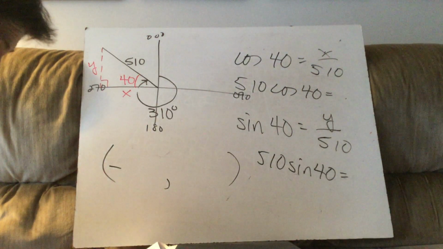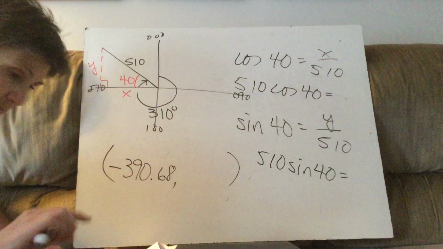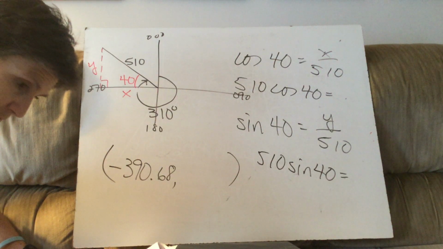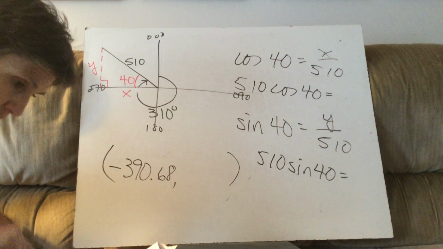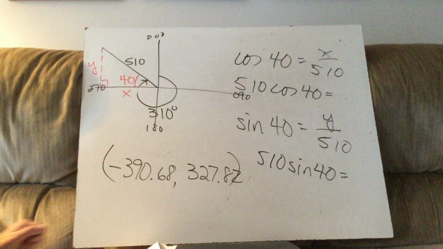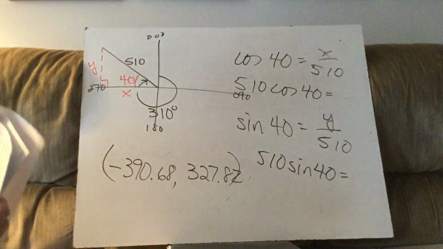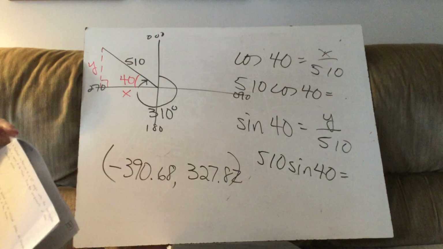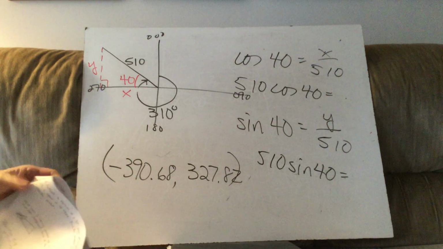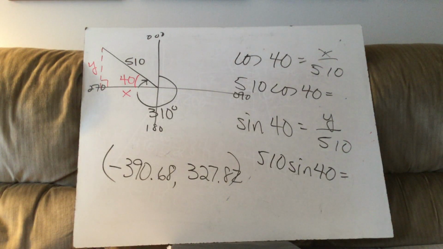So 390.68. And 327.82. And I already made the x negative, so I'm done. That's it. Oh no, there's a couple more here in this section. Okay. All right. So a couple more. Here we go.